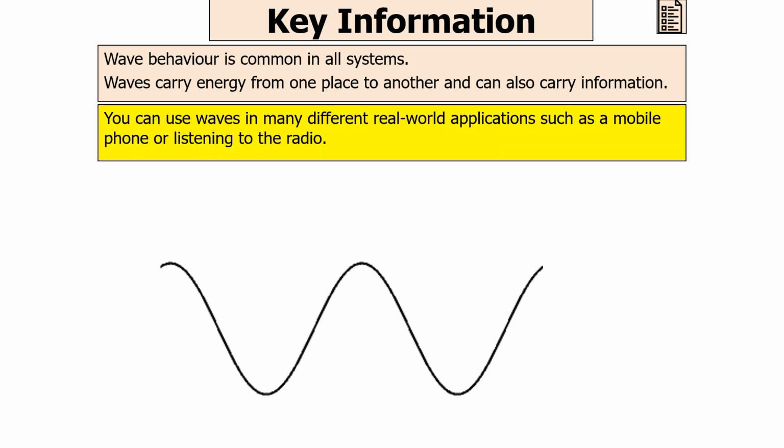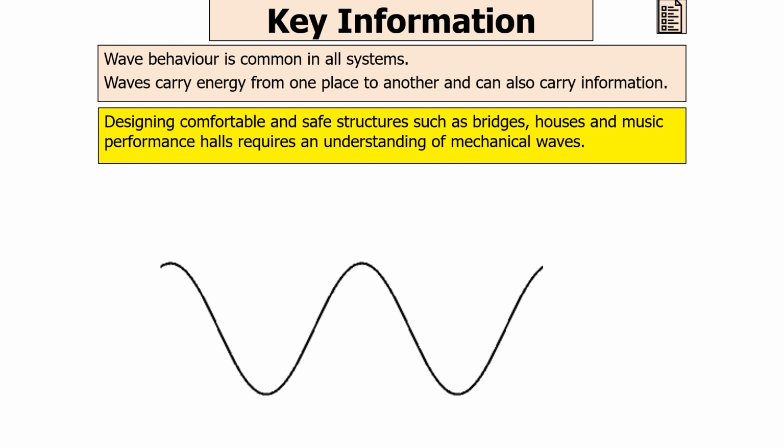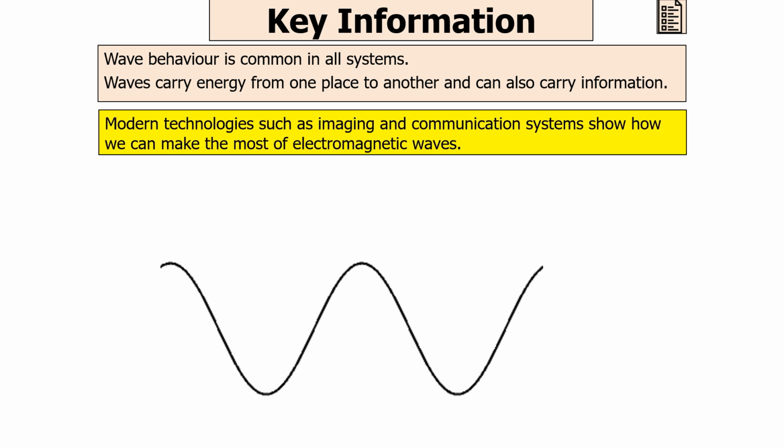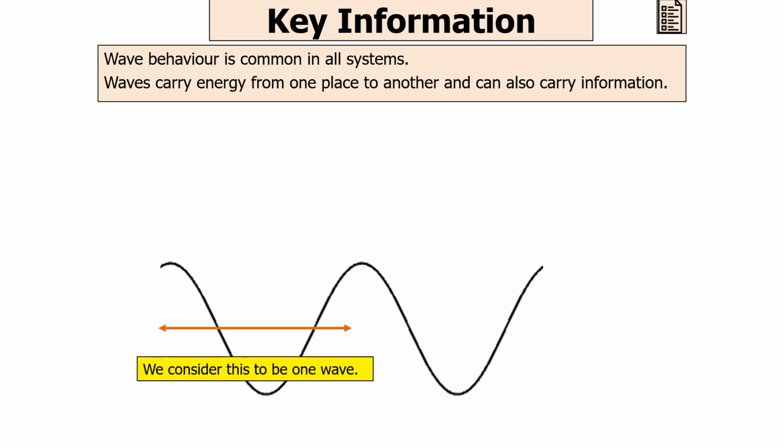Now you can use waves in many different real-world applications, such as mobile phones or listening to the radio. Designing comfortable and safe structures such as bridges, houses and music performance halls requires an understanding of mechanical waves, whilst modern technologies such as imaging and communication systems show how we can make the most of electromagnetic waves. From that particular diagram of a wave, we will consider the following on the screen to be one wave.